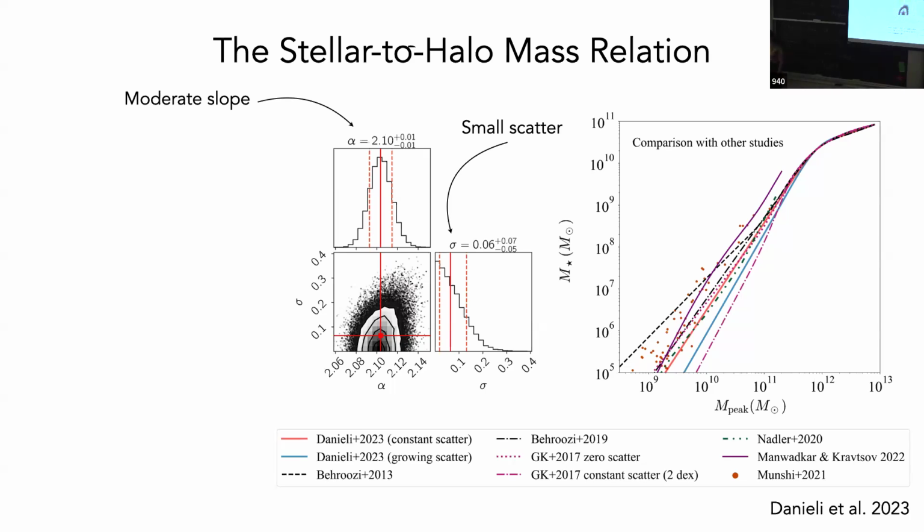So just so I understand this, this is the stellar to subhalo mass relation? Correct, from the satellites. Yes. Okay, great.